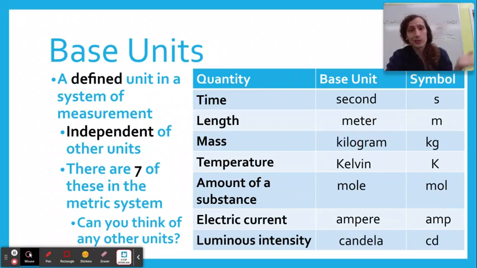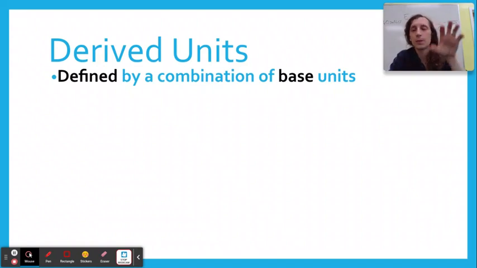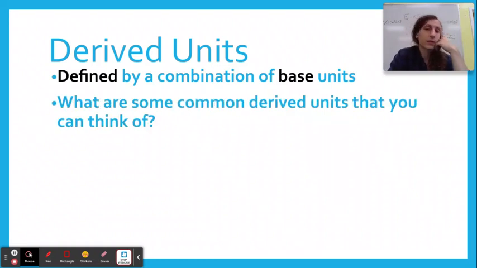And again, like I said, we derive other units that we call derived units from those base 7. So we actually combine different units of our base and we create other ways to measure things. So can you think of any common derived units? Pause the video and think about this for a second.